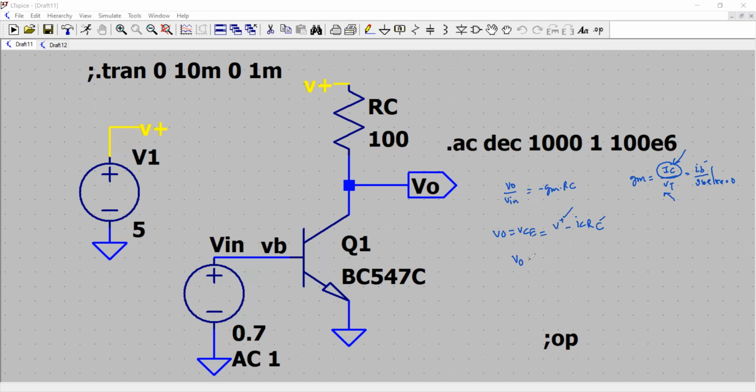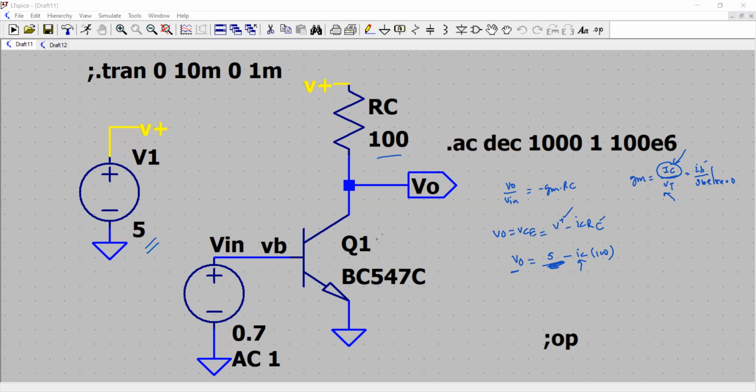So VO equals 5 minus IC times 100, where 100 is the RC, and 5 volt is the supply voltage. The output, we don't know how much it is. Of course, we can't really get to know what is the value of IC here. So the best way is to simulate and just keep adjusting until your desired condition is met.